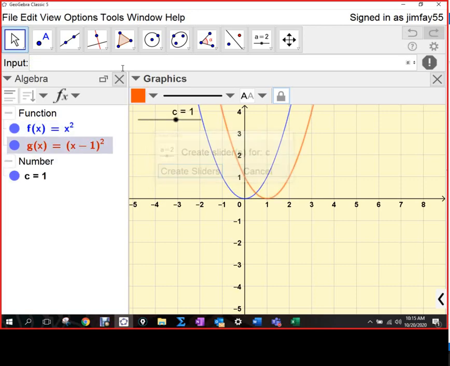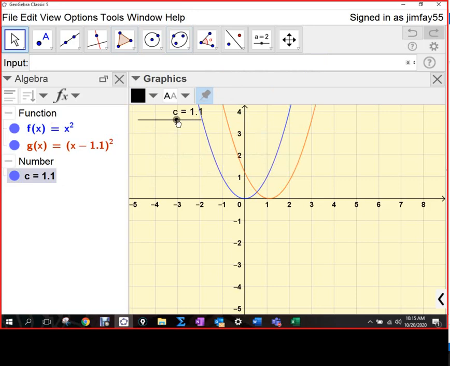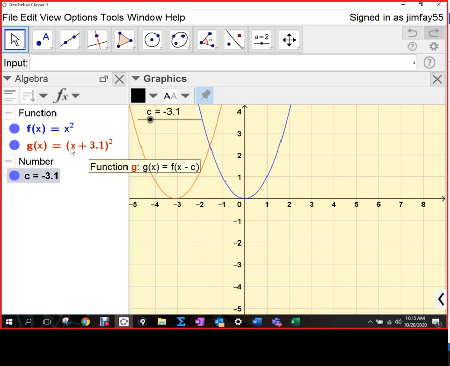If I create a slider here, you see that if I'm subtracting, which direction is that moving? It moves to the right. If I'm adding, which way is that moving? To the left, okay? So what I want you to recognize is that no matter what function I'm dealing with, and really no matter what the transformation is, if it's happening to x before you evaluate, so I'm going to add 3.1 to whatever x value I chose before I square things, before I run it through the overall function.